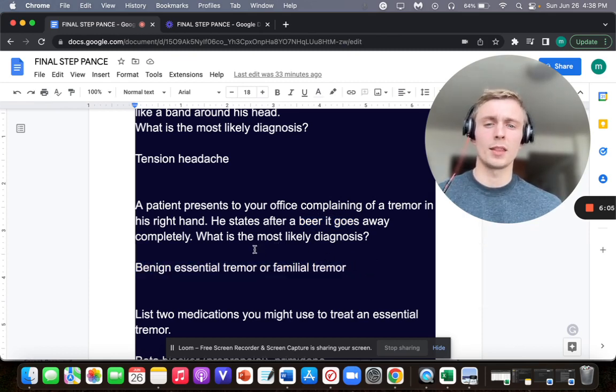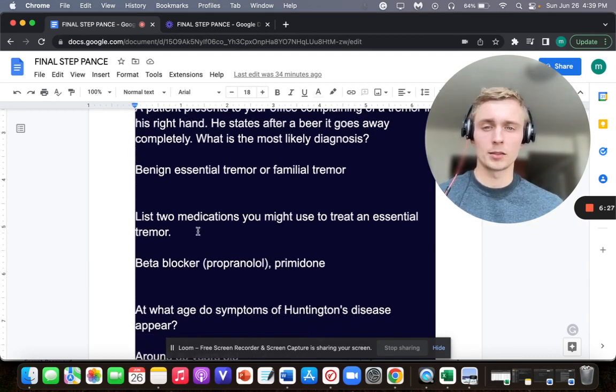So what's the difference between this and Parkinson's? Parkinson's is a resting tremor. This is an action tremor. So he has a tremor in his hands. It's an action tremor, and after he takes a beer, it goes away. And you can also use propranolol, like we said, for this. And it's differentiated from Parkinson's because Parkinson's is a resting tremor or a pill-rolling tremor.